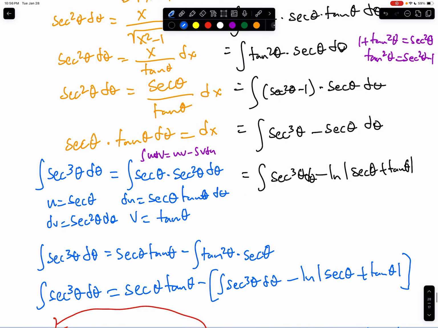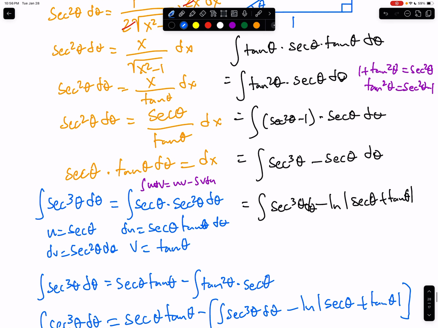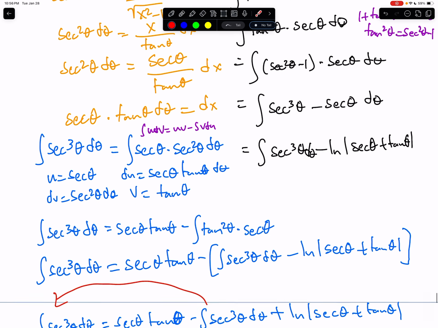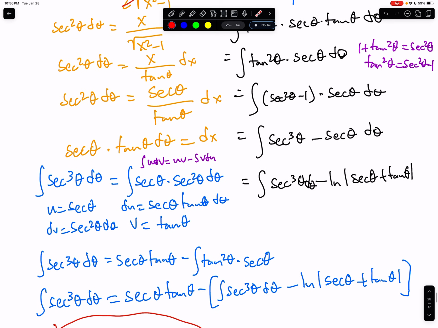This is what we were trying to find here. Again, we're going back to this guy right here. So we found this integral, and now we're just going to do that minus this ln here.